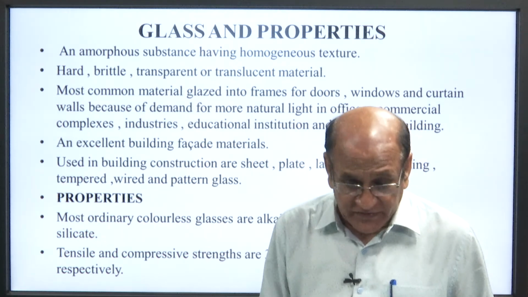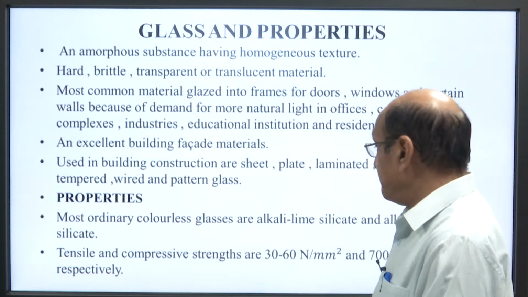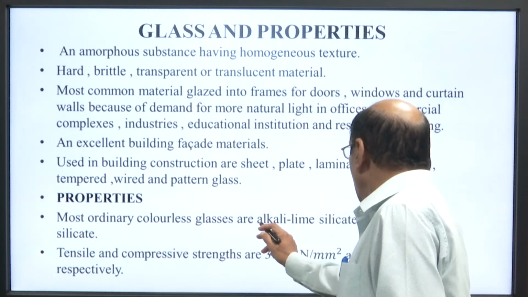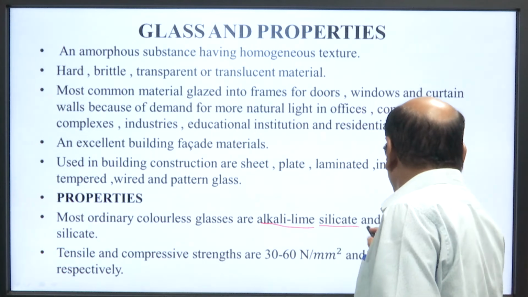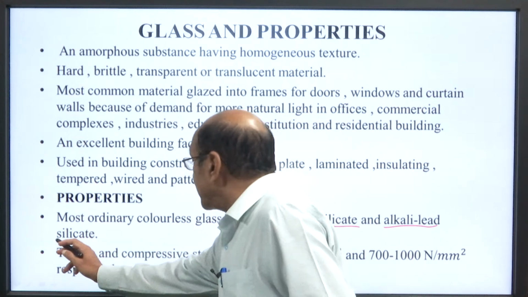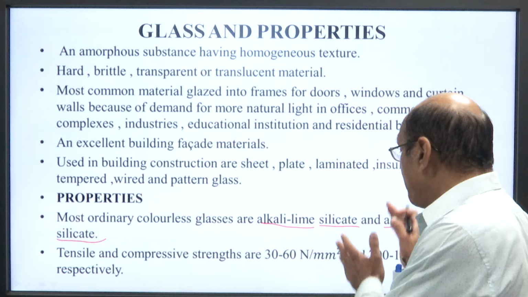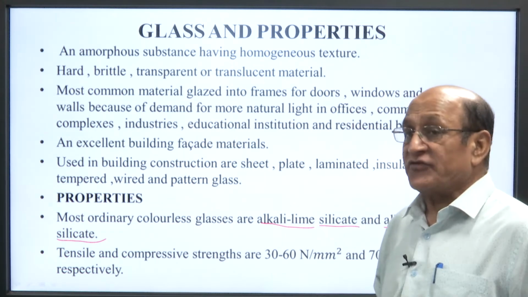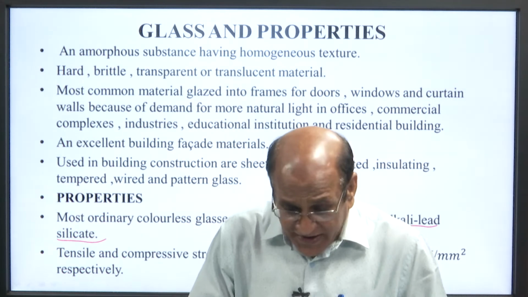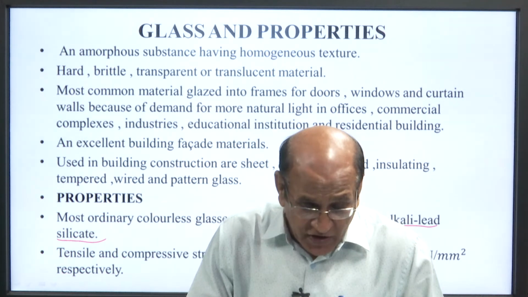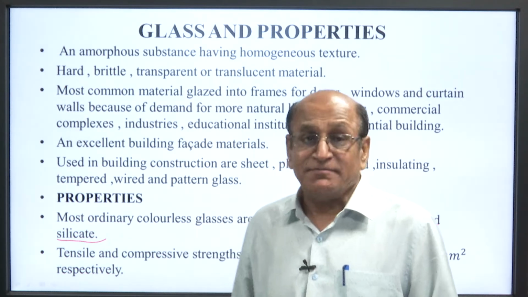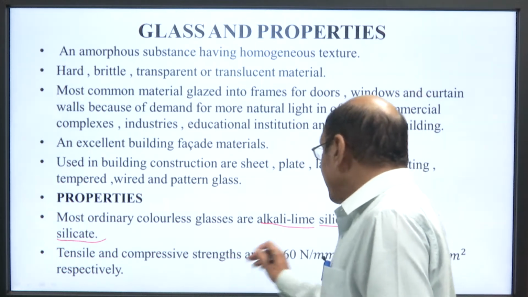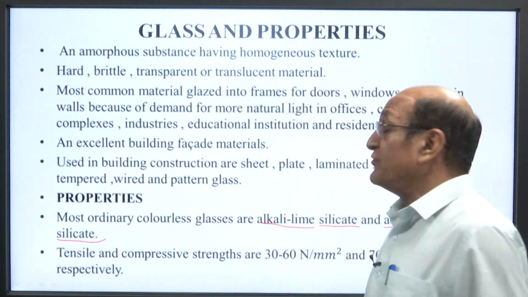Now come to the properties. Most ordinarily, colorless glasses are alkali lime silicate and alkali lead silicate. Tensile and compressive strength lie between 30 to 60 Newton per millimeter square and 700 to 1000 Newton per millimeter square respectively. Means your tensile strength is 30 to 60 Newton per millimeter square and compressive strength lies between 700 to 1000 Newton per millimeter square.